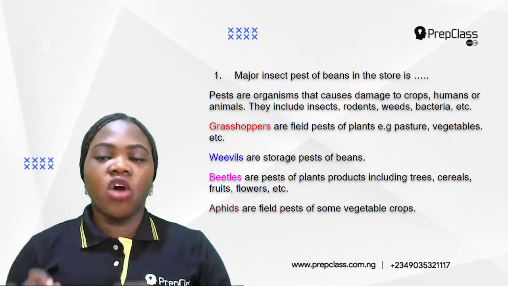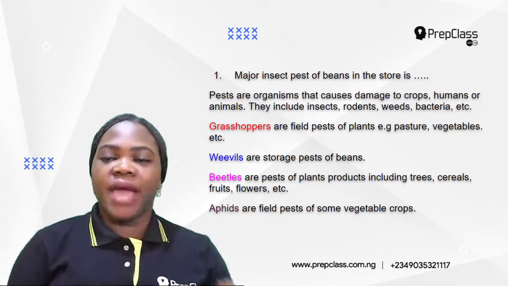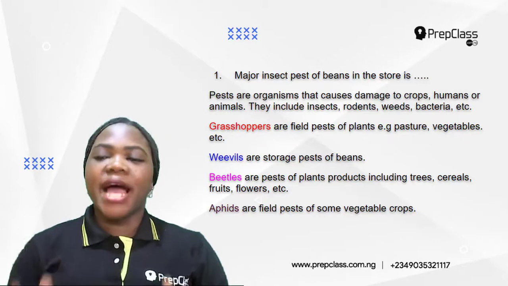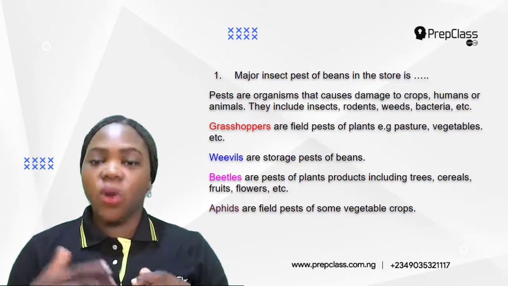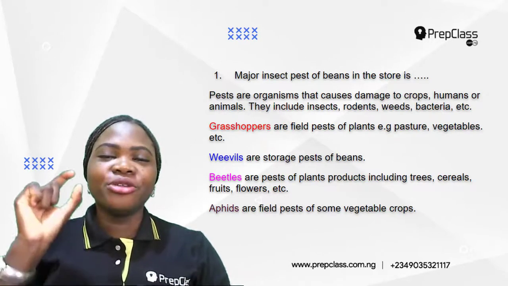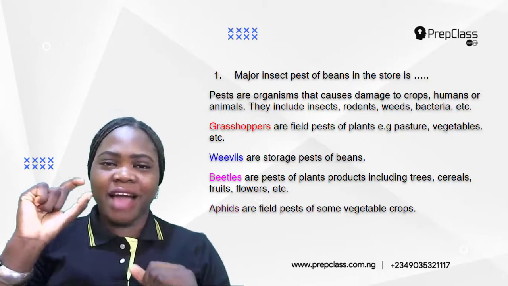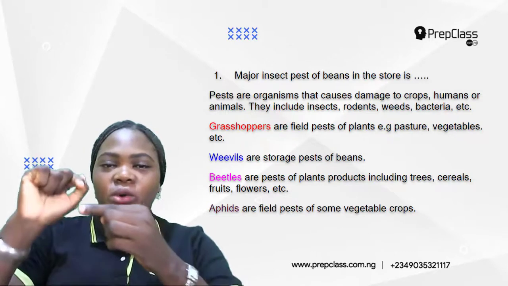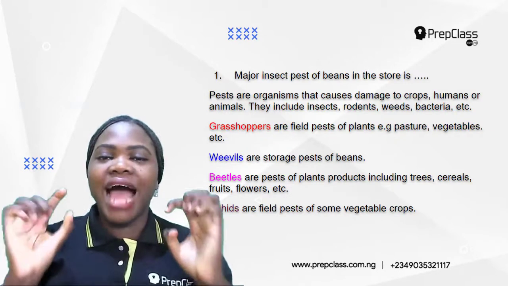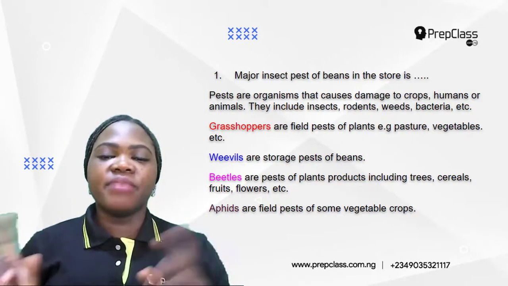Grasshoppers are field pests of plants. So you don't find them in storage, you find them as field pests of plants such as pasture, vegetables, and so on. Weevils are storage pests of beans. Do you know those tiny insects that you see on beans before you cook them? You must have seen it before. They put holes into the beans like this. Those are weevils. So we find them as storage pests of beans.